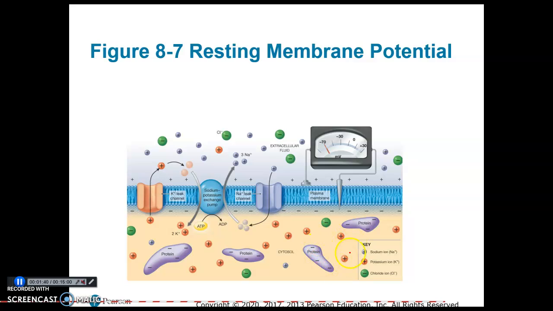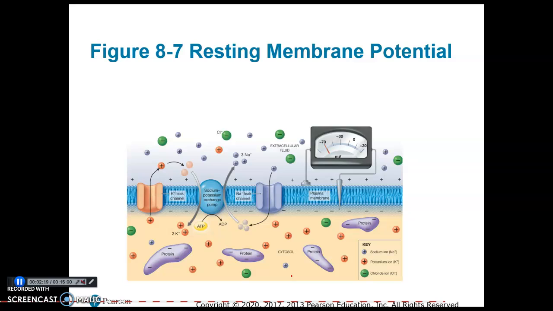Now, the sodium leak channels work the same way, but sodium concentration is higher in the extracellular fluid. So it's high outside the cell. When it encounters a leak channel, it's going to diffuse back into the cell where its concentration is low. So in order to keep sodium high outside the cell, the sodium-potassium exchange pump pumps sodium out. So the sodium-potassium exchange pump is helping to maintain this negative 70 millivolts. It's helping to maintain the resting membrane potential.